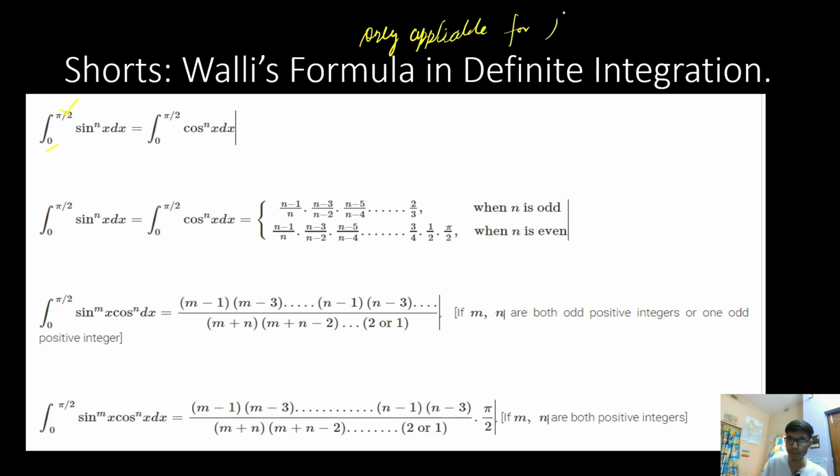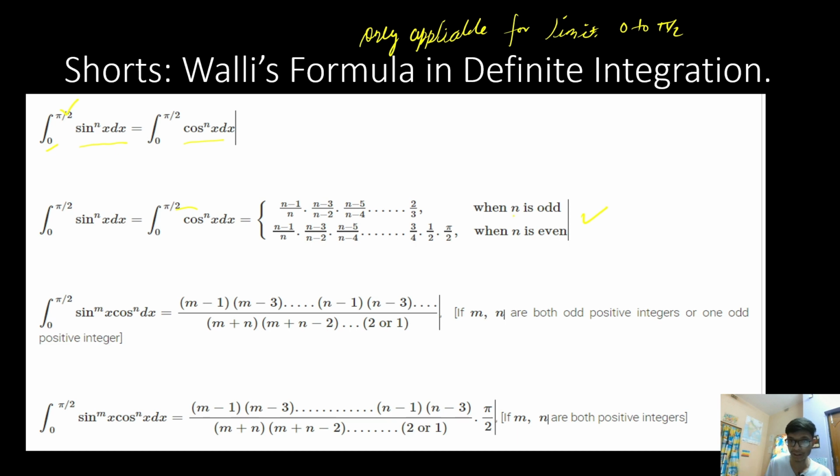Now I am going to make it very clear, it is only applicable for limit 0 to pi by 2. Whenever only the limit 0 to pi by 2 is given and you are given an expression like this, sin to the power n x dx or cos to the power n x dx, then you have to apply this particular formula, which is given as this particular thing.